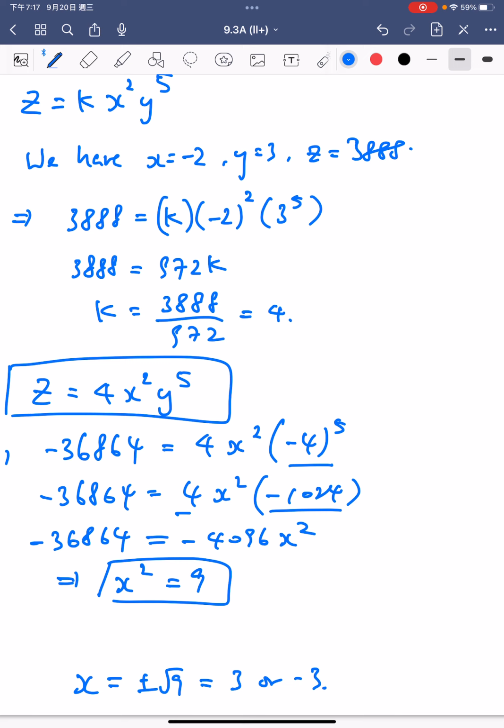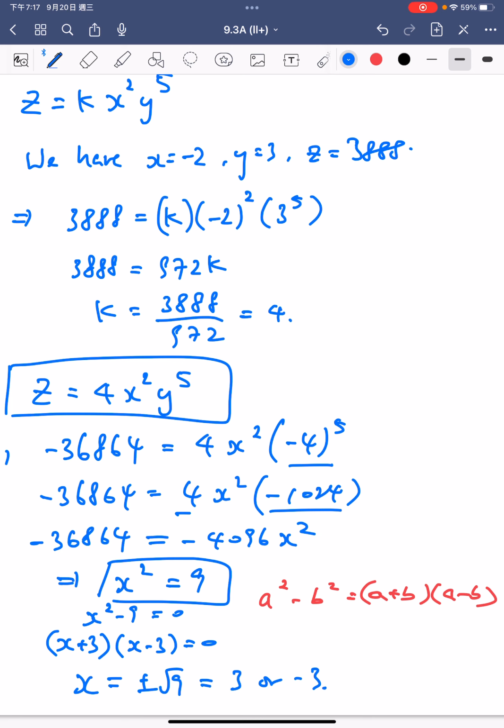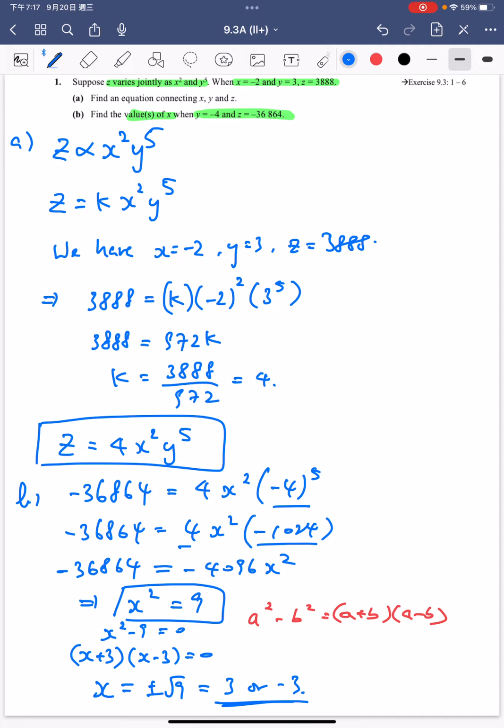Basically how it works is using one of the identities you learned in Form 2. If we move the 9 to the left hand side, we get x squared minus 9 equal to 0. Then using our formula, a squared minus b squared is equal to (a plus b) times (a minus b). In this formula, we have x plus 3 as 3 squared is equal to 9. x plus 3 times x minus 3 is equal to 0. So then the x can either be 3 or -3. So this is for question 1.